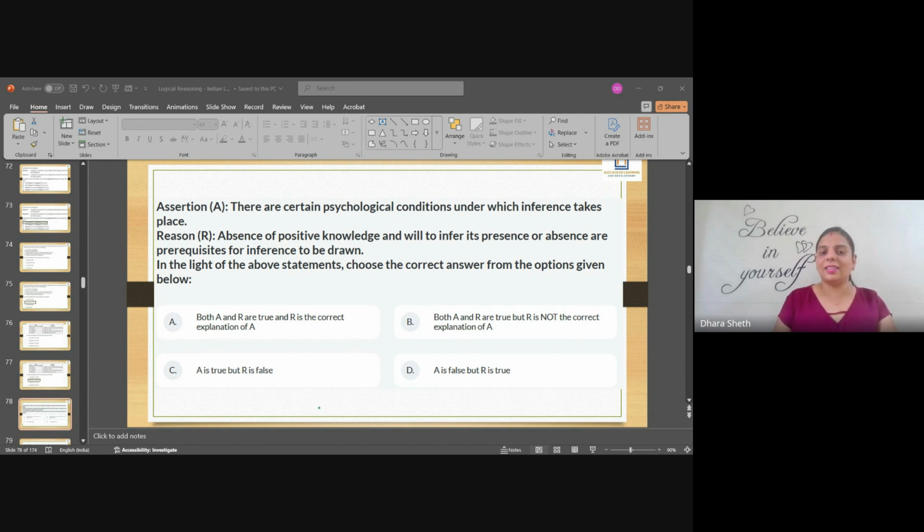Assertion: There are certain psychological conditions under which inference takes place. So in Indian Nyaya system, there are certain psychological conditions under which inference takes place. There are certain conditions, there are certain rules which need to be followed for inference. So that is true or false? A is true or false? What do you think? You can write in the chat box.